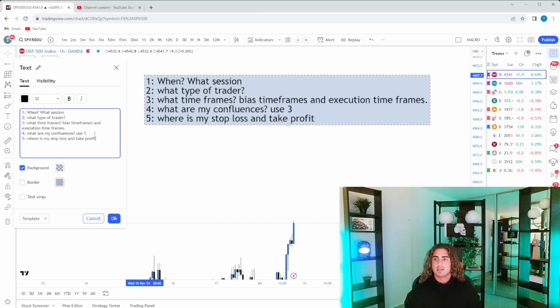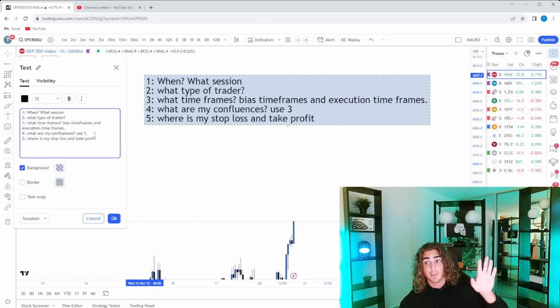Last but not least, to finish up the trade, we got when we're going to be trading, we got what type of trader we are going to be, we got what time frames we are going to be looking at, we got how we are going to execute. Now we have to look at how we are going to get out of the trade and get paid, or go bankrupt. So next up, where is my stop loss and where is my take profit?